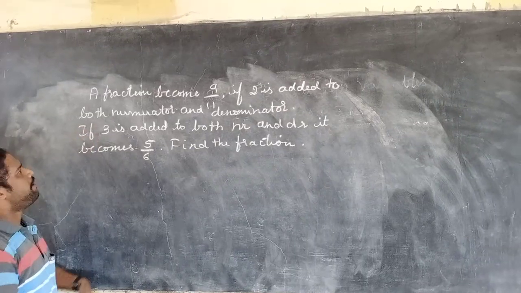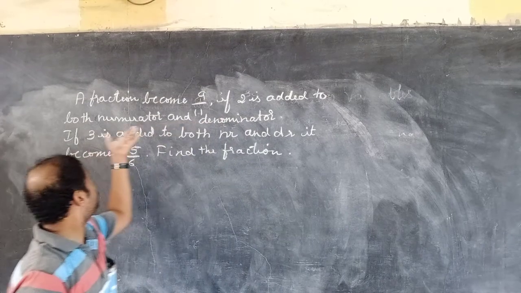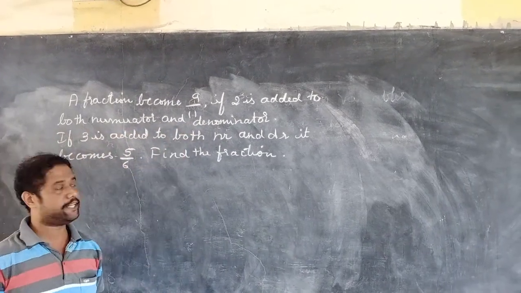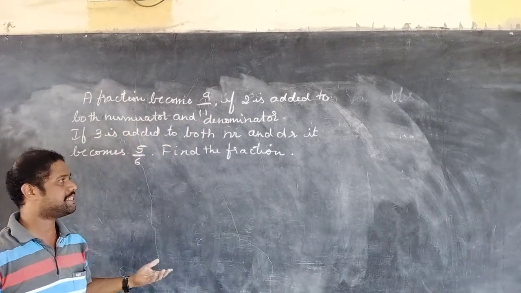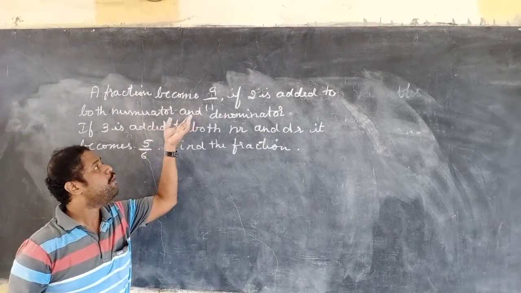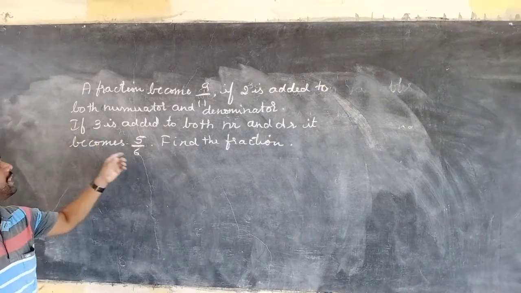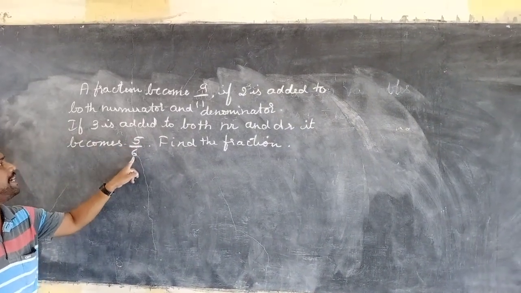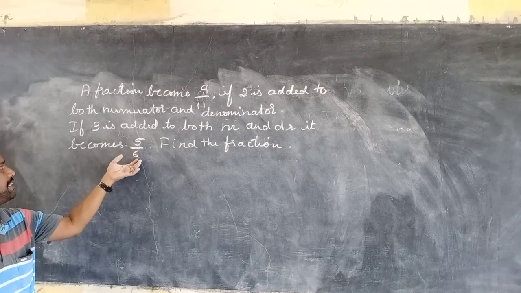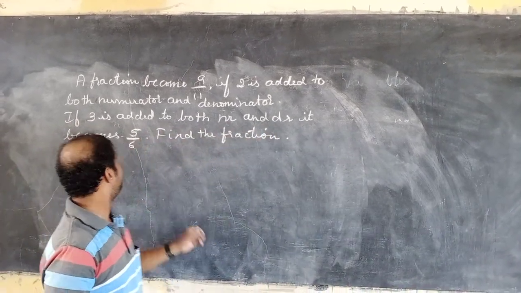See the question. A fraction becomes 9 by 11 if 2 is added to both numerator and denominator. So this one fraction is there, that is the unknown fraction. It will become 9 by 11 when 2 is added to both numerator and denominator. Also that fraction becomes 5 by 6. When will it become 5 by 6? When 3 is added to both numerator and denominator.